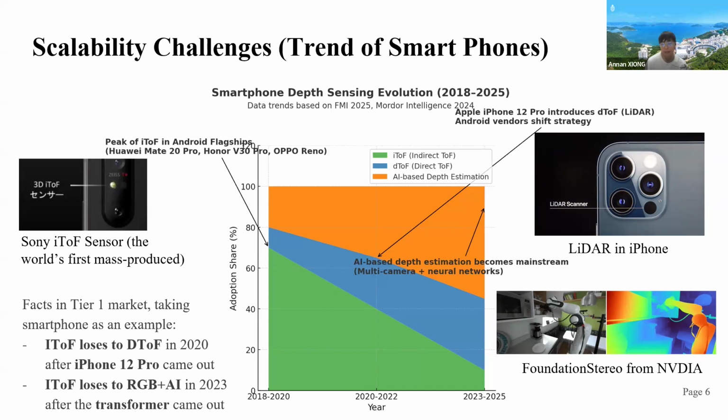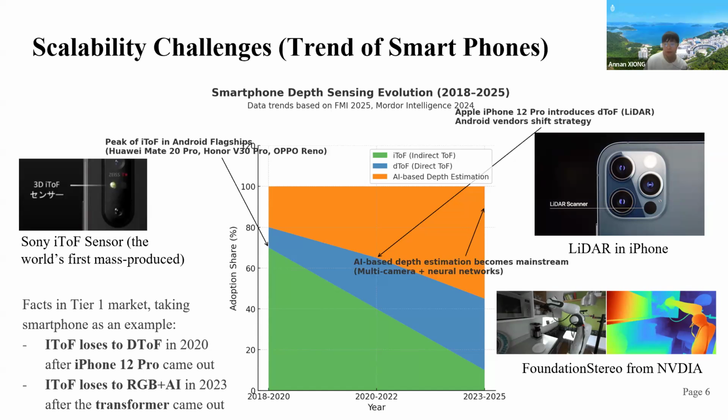However, the change happened in 2020. Apple included a direct ToF LiDAR scanner inside its iPhone 12 Pro. Instead of iToF, the biggest smartphone company in the world chose dToF, and then all the other vendors started to shift technology.